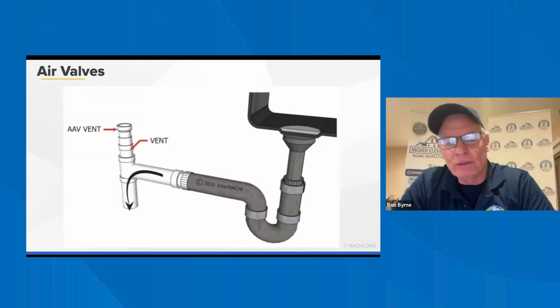So what they'll do is they'll put this, we call it an air admittance or air vent valve, that will allow, when water's running, that vent to open and draw air in. So again, like I said earlier, you need air behind water for the water to flow properly. So that's important to know. You'll see these on those types of applications underneath the sinks.